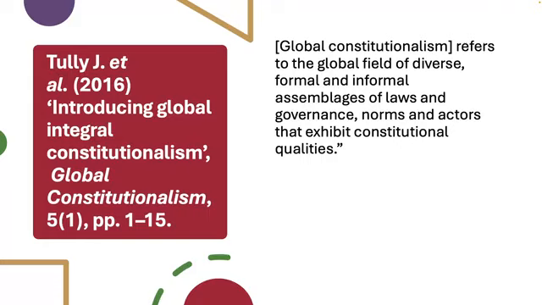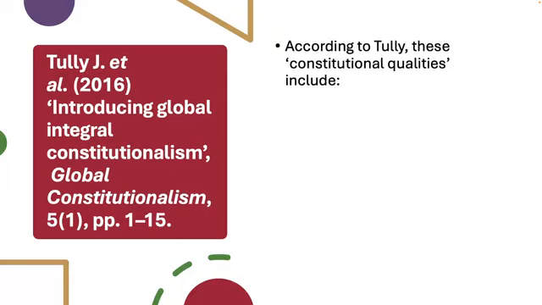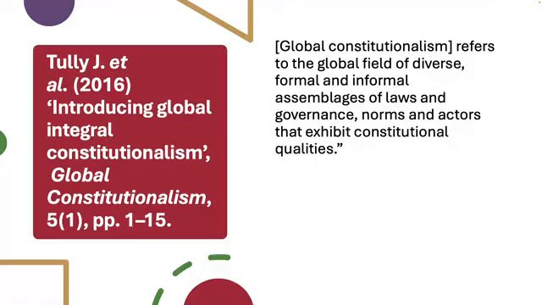So, speaking broadly, if we quickly introduce the subject of global constitutionalism, we could define it, as Tully et al. do, as referring to the global field of diverse, formal and informal assemblages of laws and governance, norms and actors that exhibit constitutional qualities. And it is really here that we can suggest that global constitutionalism refers broadly to the view that there are constitutional type norms, constitutional qualities and structures and principles that are either beginning to emerge or maybe ought to emerge on a transnational or global level.